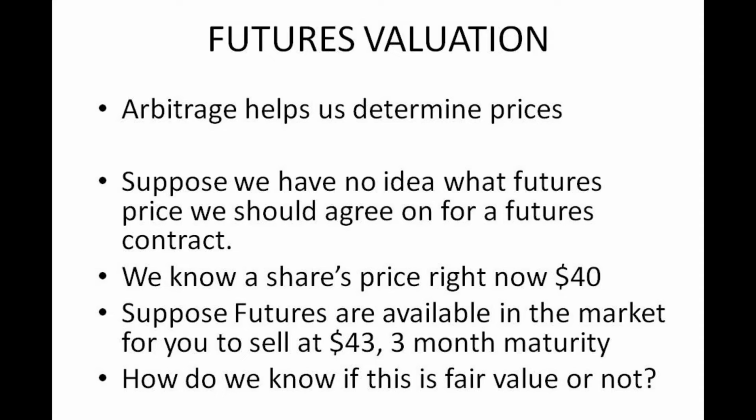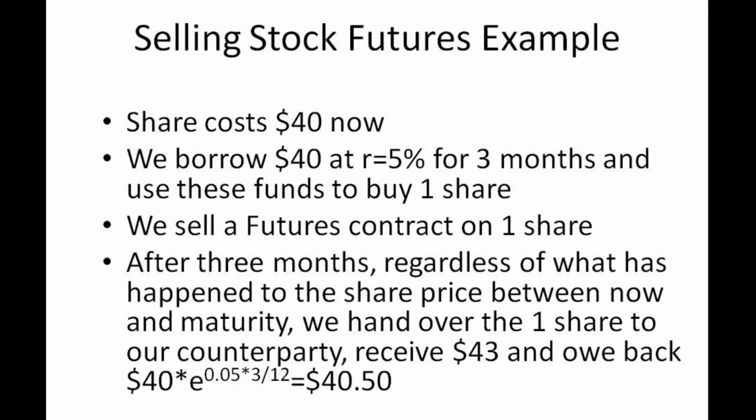So the share costs $40 now. The interest rate is 5%, so we could borrow $40 at 5% for 3 months and use that money to buy one share. We could then sell a futures contract on one share, which is an agreement to sell that in 3 months' time. And as we've seen, the futures price is $43, so we would be agreeing to sell that in 3 months' time at $43.